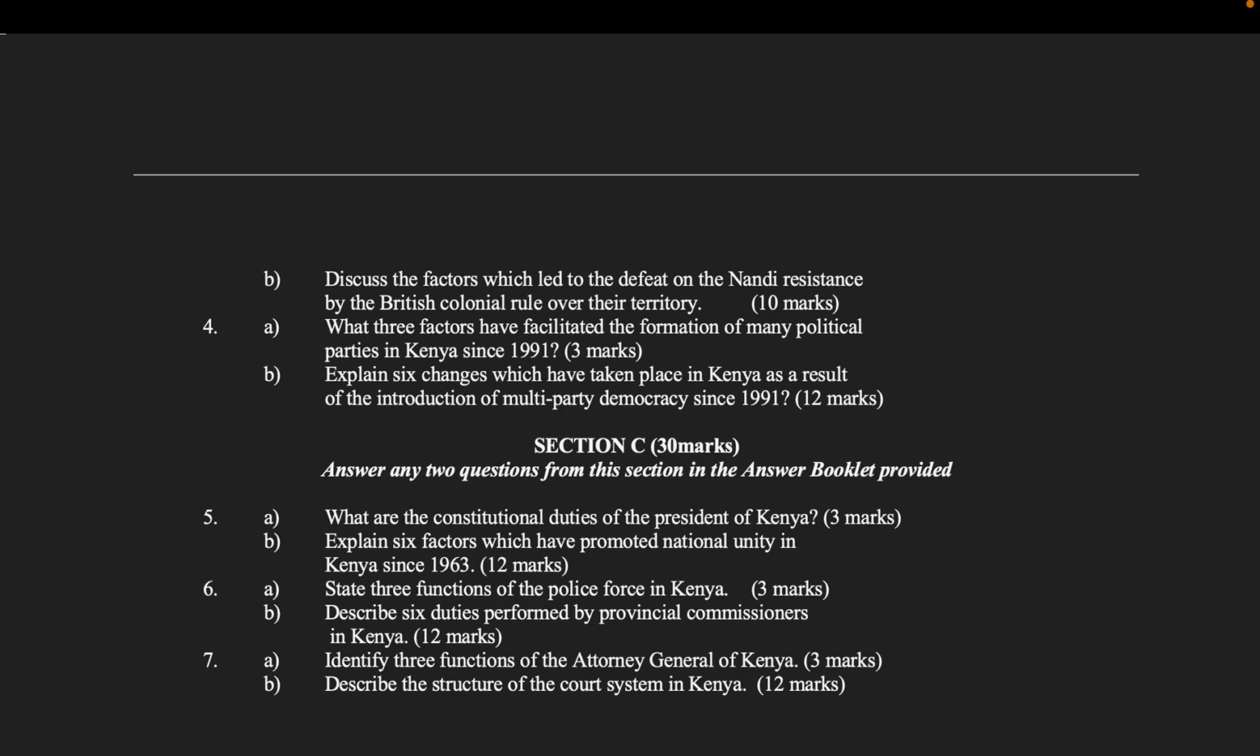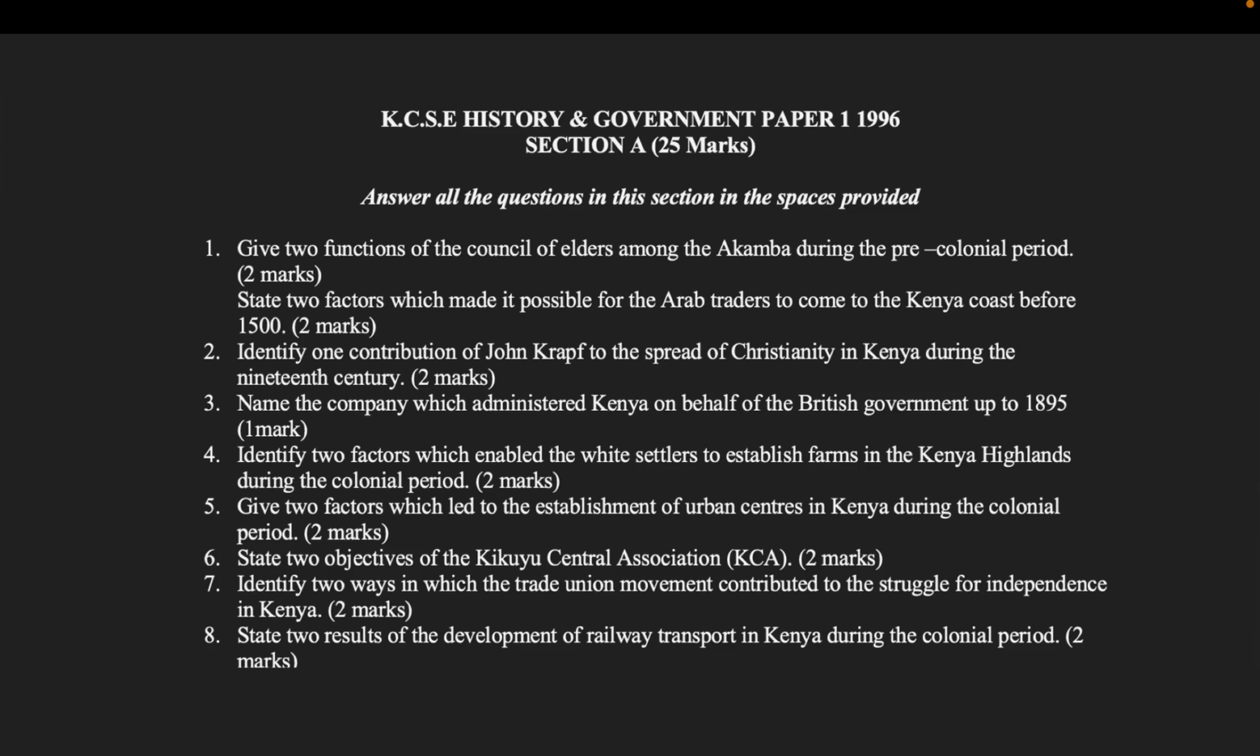12 marks. 7. A. Identify 3 functions of the Attorney General of Kenya. 3 marks. B. Describe the structure of the court system in Kenya. 12 marks. Marking scheme. Paper 1, 1996. 1. Give 2 functions of the Council of Elders among the Akamba during the pre-colonial period.